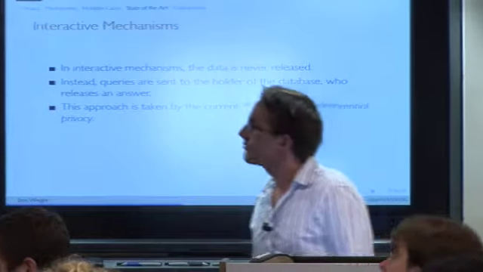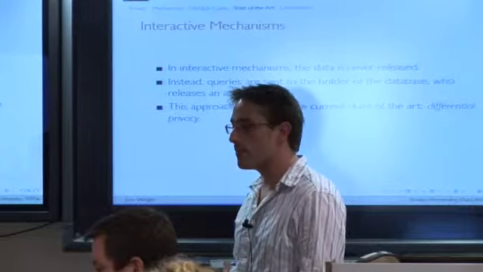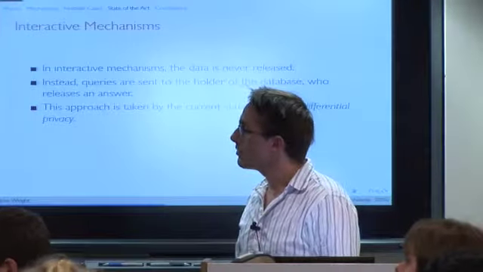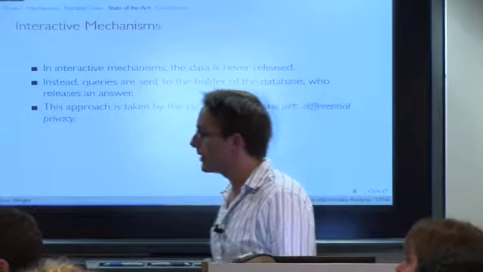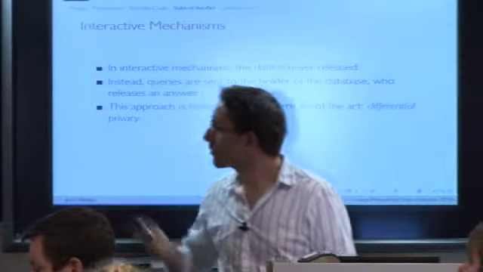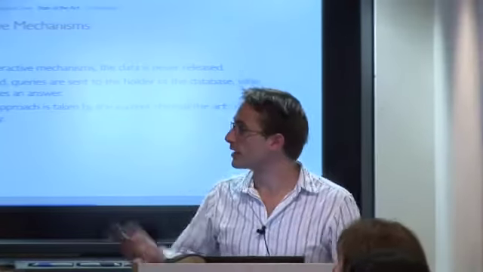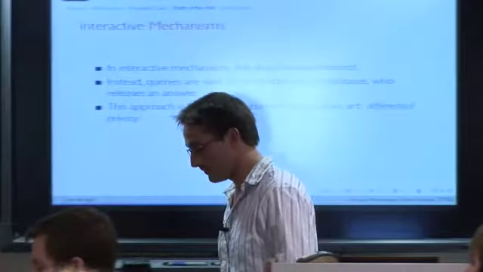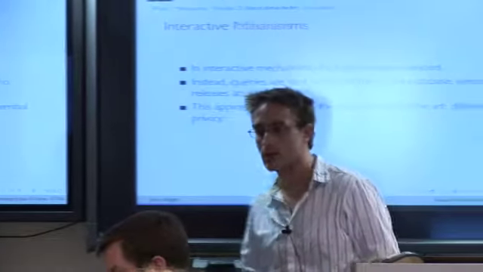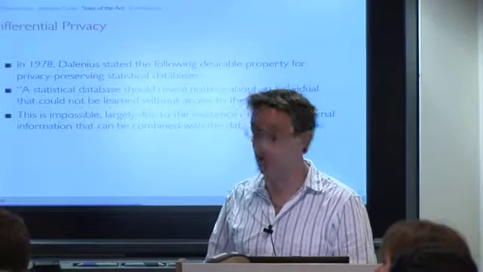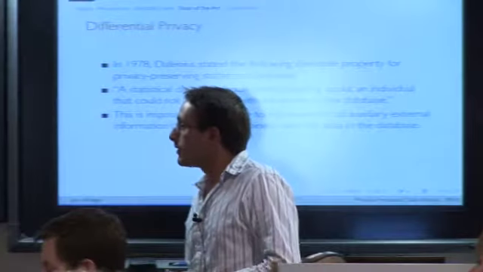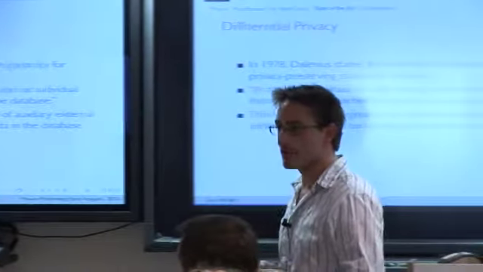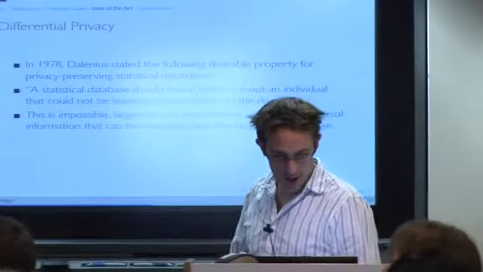So in interactive mechanisms, we never release the data. So people can't really do bad things with it except through us as a gateway. To send queries to the holder of the database, we can take this approach, which is the current state of the art, which is the subject of an incredible amount of research at the moment and completely turned this field on its head about 10 years ago now: differential privacy. This is also one of the more tricky ideas to get your head around that I've come across in computer science, so I'm sorry for what's about to happen.